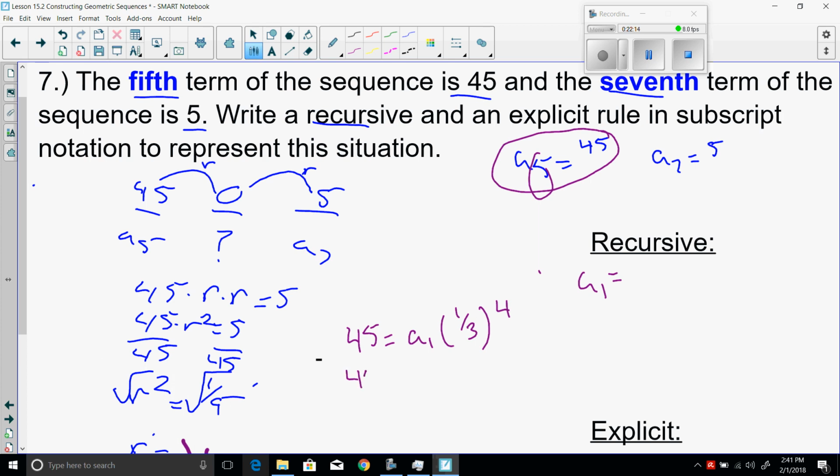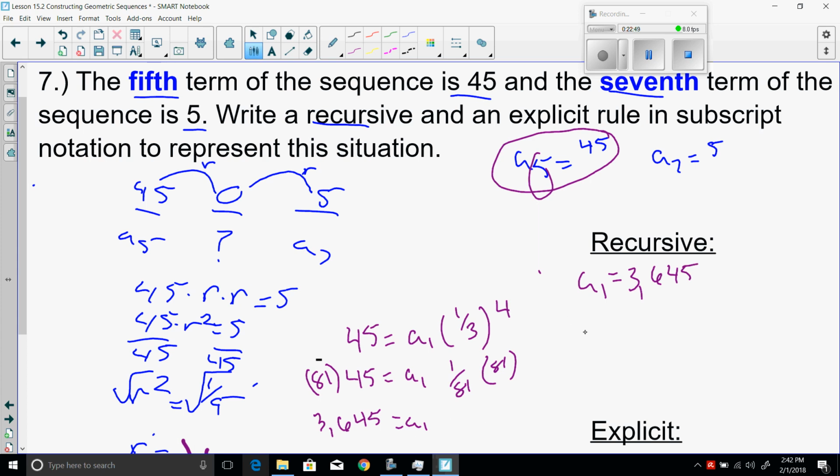Now I know how to use these exponent rules. This says 45 is equal to a sub 1 times 1 to the 4th power over 3 to the 4th power. 1 to the 4th power is 1, and 3 to the 4th power is 81. And now I multiply both sides by 81, which sounds crazy, but that'll give me my first term. 81 times 45 is 3,645. That is my first term. So now I can go ahead and write my recursive series.